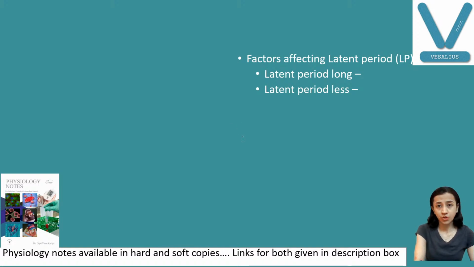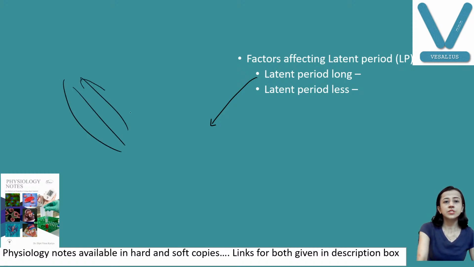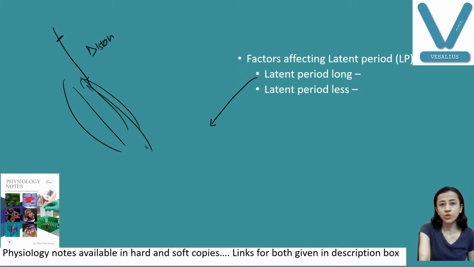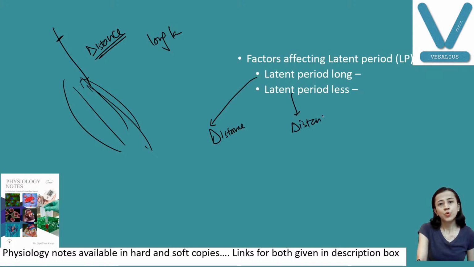Now, in certain conditions the latent period is long. In which conditions is the latent period long, as we have discussed? This is your nerve, this is your muscle, and this is the neuromuscular junction. When the distance between the point of stimulus and the neuromuscular junction is more, the longer the latent period. So one cause is distance. If the distance is short, the latent period is less, because the impulse passes quickly.